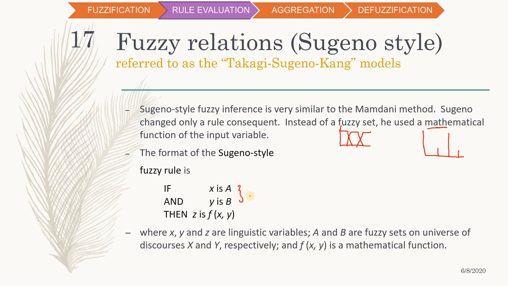The format of a Sugeno style fuzzy rule is like this. You have the antecedent: if x is A, so you still have a fuzzy graph for the input, and y is B. Then z is a function, a mathematical function of x and y. x and y are linguistic variables of your input, and z is a linguistic variable as well. A and B are fuzzy sets on the universe of discourse X and Y respectively, and f(x, y) is a function for z.